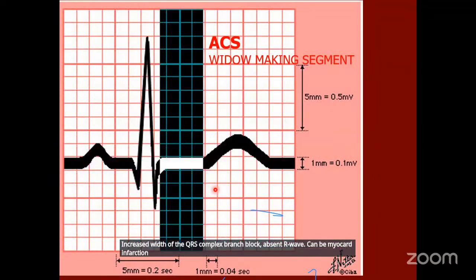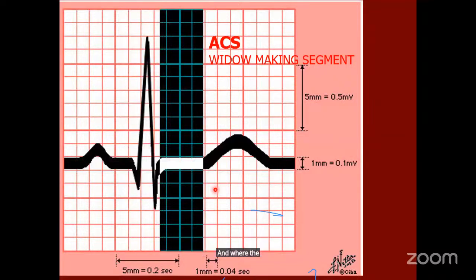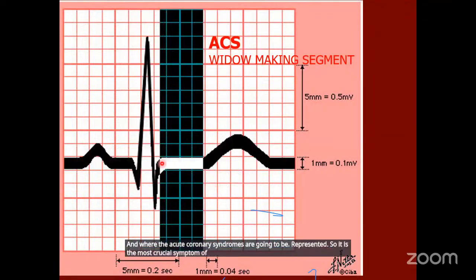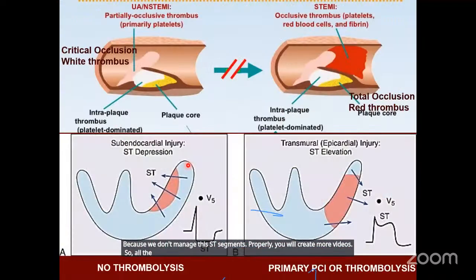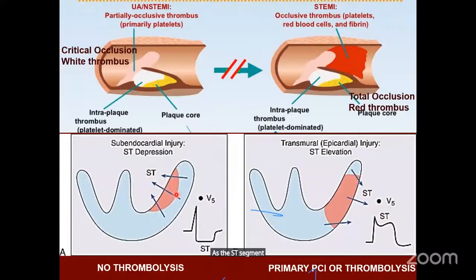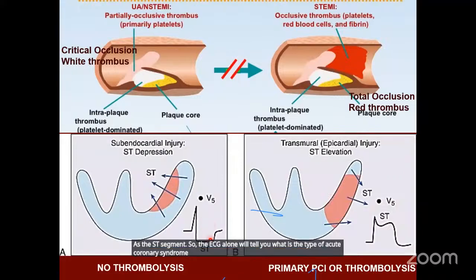Then the ST segment. The ST segment is the most crucial segment, where the acute coronary syndromes are going to be represented. So it is the most crucial segment of all the ECG. This is called the widow-making segment, because if you don't manage these ST segments properly, you will create more widows. So all the acute coronary syndromes are going to be represented in the ST segment. So the ECG alone will tell you what is the type of acute coronary syndrome and what management you have to give to that particular patient.